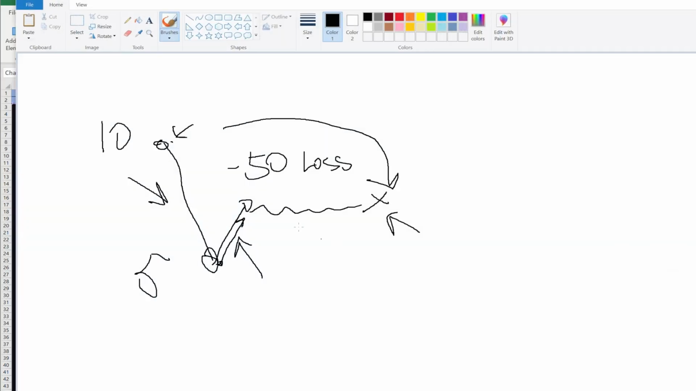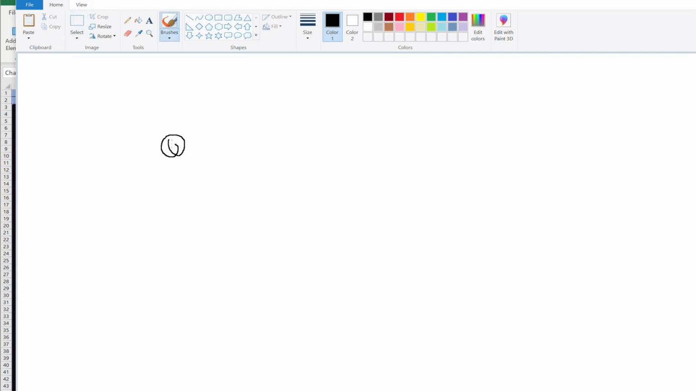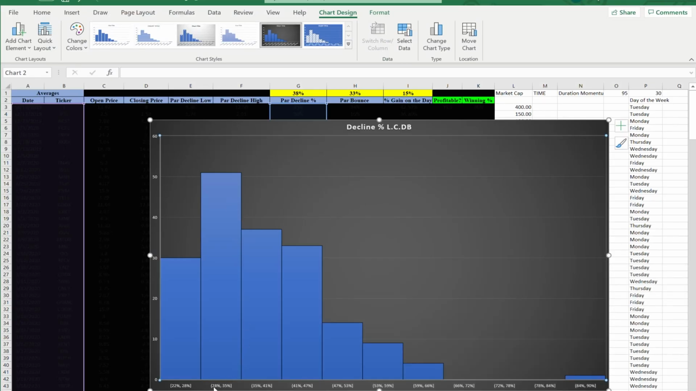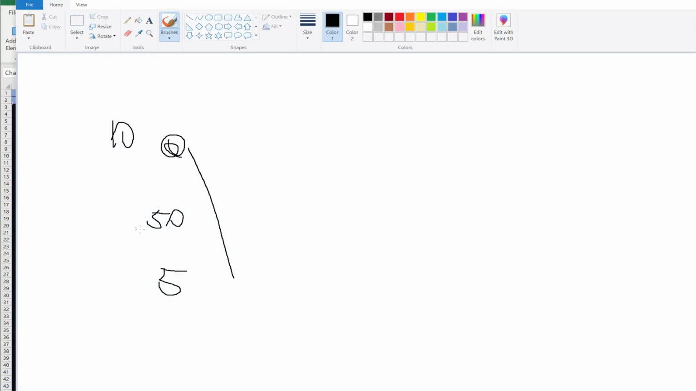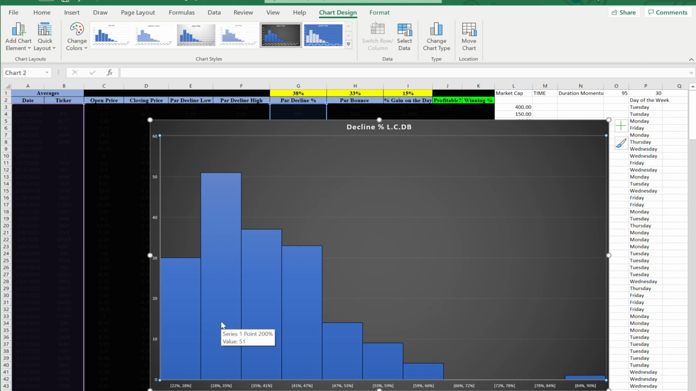So from its open price, let's say at 10, a stock goes to 5, that's 50%. But most of the time, according to our histogram, it only goes down 28 to 35%. So this drop is actually not 50%, but usually it drops anywhere from negative 28% to 35%, right? And that's the most frequent, that's what happens most of the time.